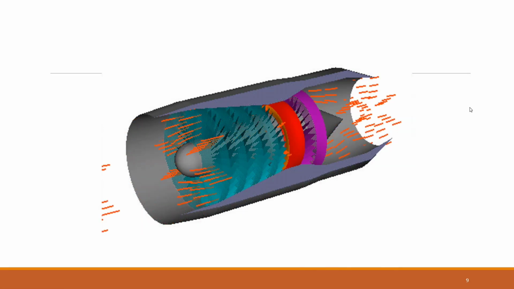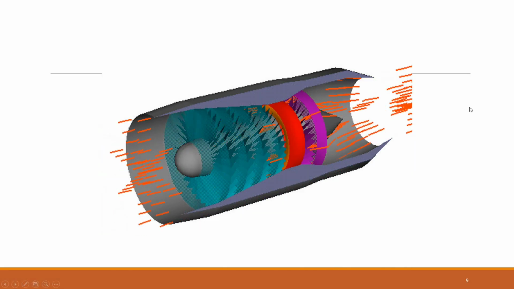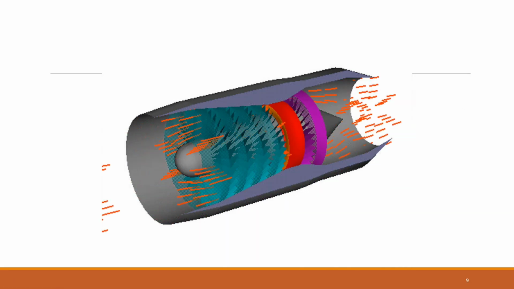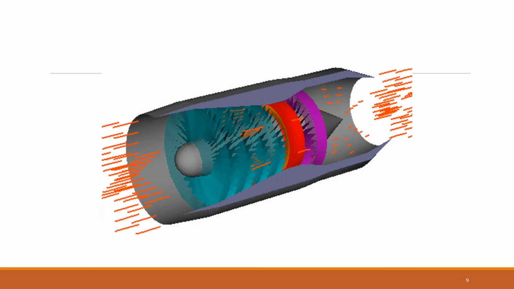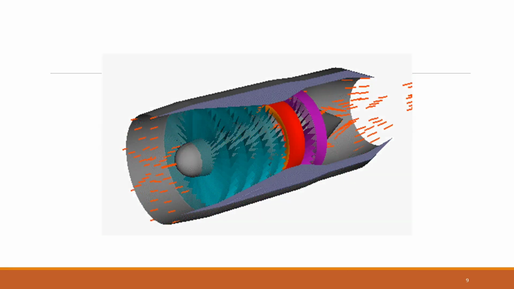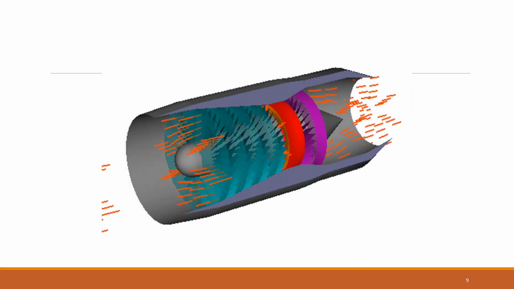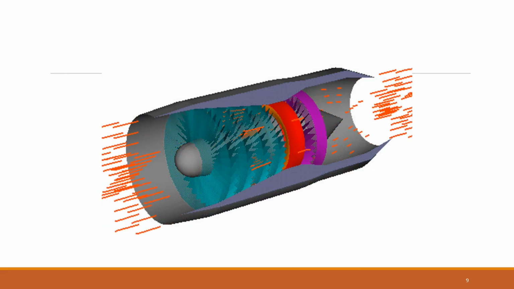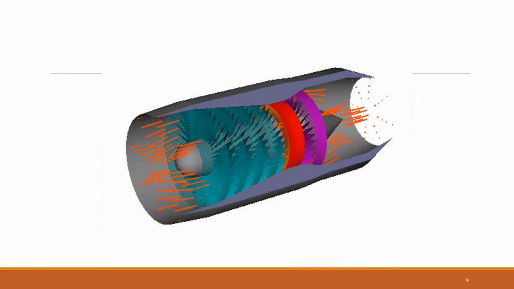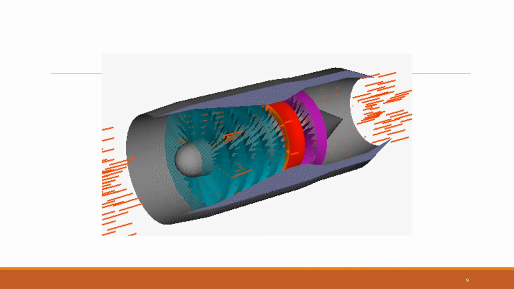In high bypass turbofan engines such as the GE90 on the Boeing 777 or the Trent XWB on the Airbus A350, most of the thrust is produced by the bypass air that flows around the engine core. The core primarily serves as a power generator for the fan.